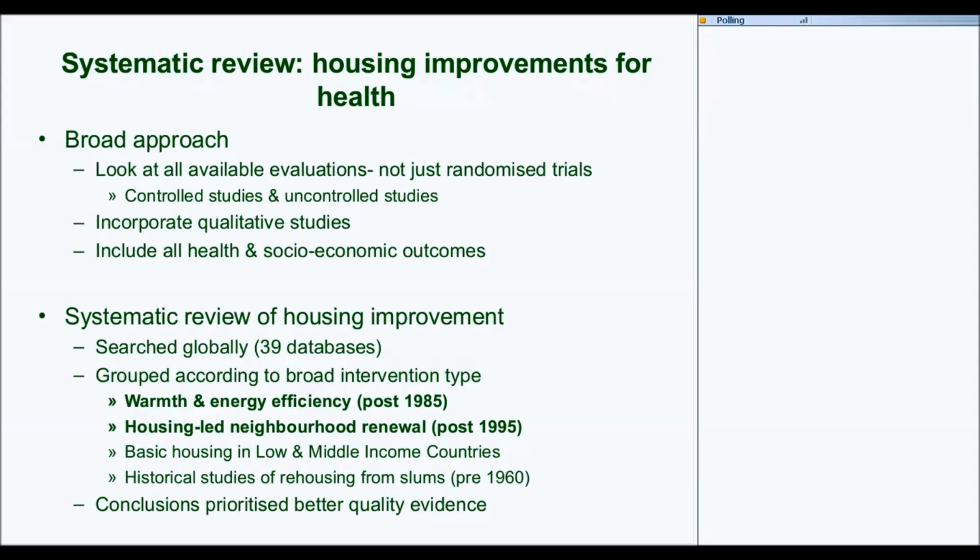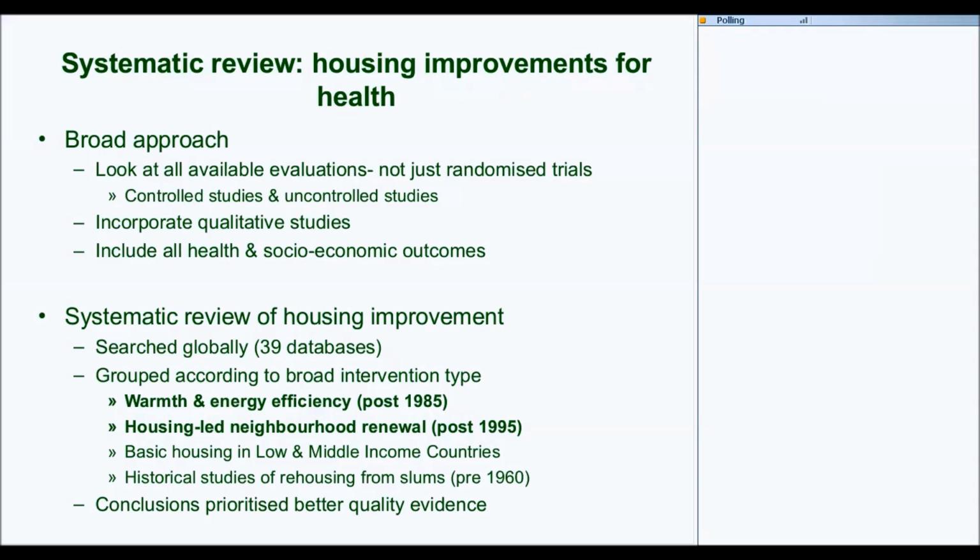So, first of all, what we did was we took a very broad approach. Some of you who might have experience of looking at systematic reviews might think, oh, you take a very narrow approach and you only include randomised controlled trials and certain outcomes. And to some extent that can be true, in that you have to define very carefully what you include. But we took a very broad approach to our review, and we didn't just include randomised trials.